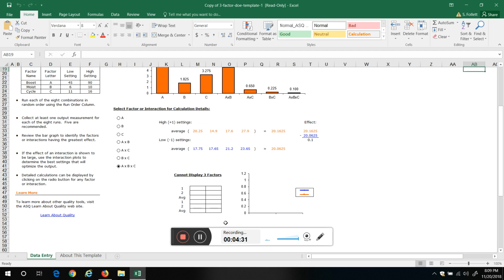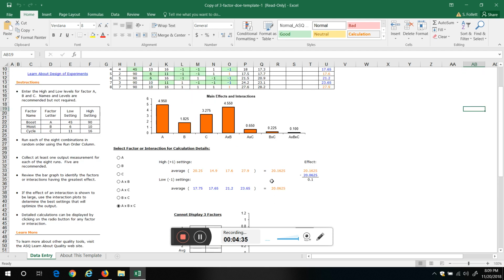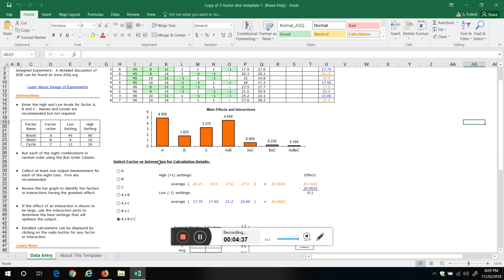But you've got 2 graphs. And you try to get that third dimension in there. But that's it, right? So here it's telling us A has the biggest effect. And then this interaction between A and B has the next effect. And then C. So we can fine tune this, right? We can do our settings and get the results we want.